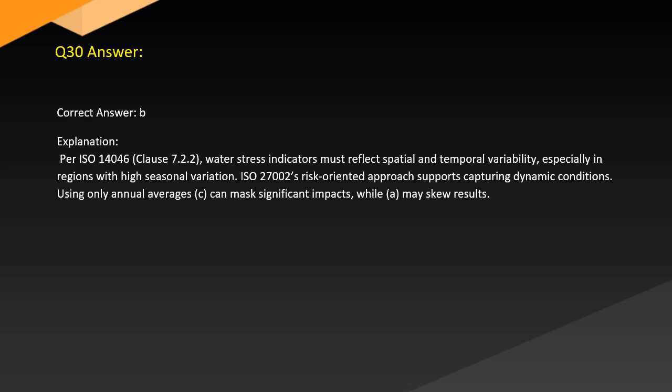Answer. Correct answer: B. Explanation. Per ISO 14046, Clause 7.2.2, water stress indicators must reflect spatial and temporal variability, especially in regions with high seasonal variation. ISO 27002's risk-oriented approach supports capturing dynamic conditions. Using only annual averages, C, can mask significant impacts, while A may skew results.